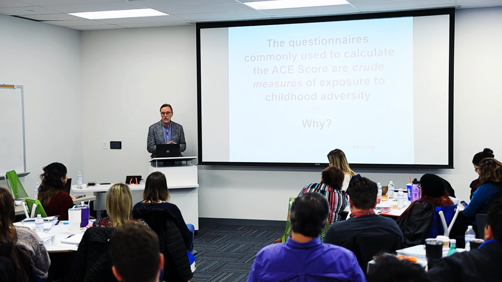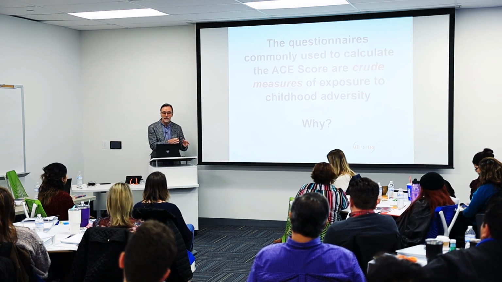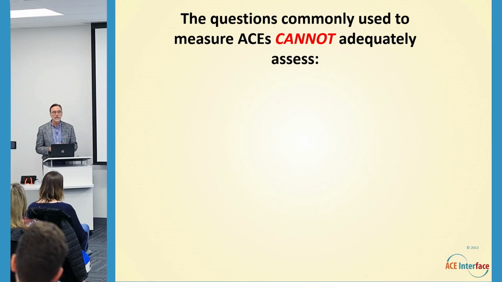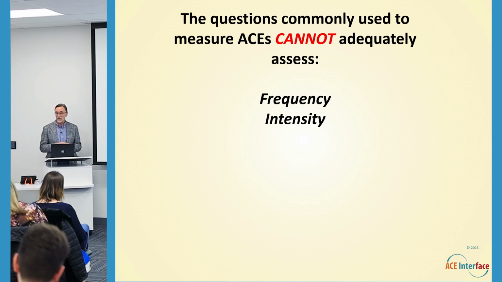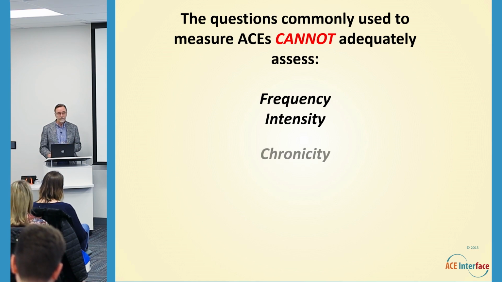Why is this tool, and the similar tools that have taken this and modified it somewhat and are being used for screening, crude? The questions commonly used to measure ACEs cannot adequately assess the frequency. How many times did these adversities happen? The intensity of that experience. How intense was the adversity when it occurred? Was it chronic? Did it just happen once or twice or every once in a while, or did it happen day after day, week after week, or month after month?